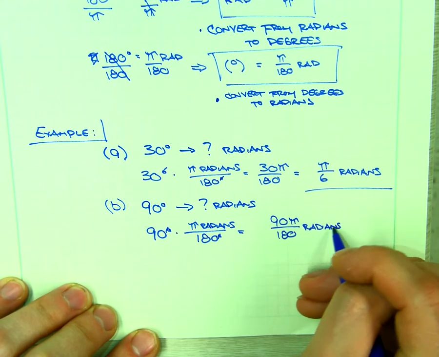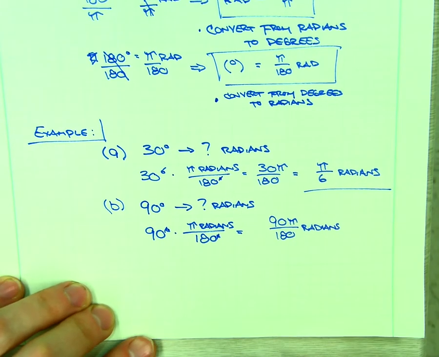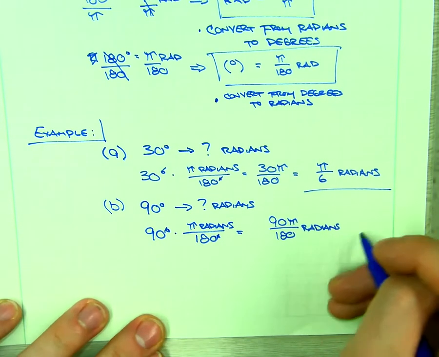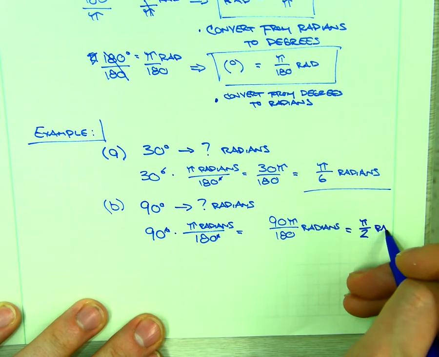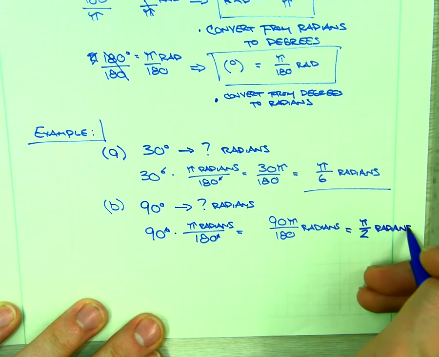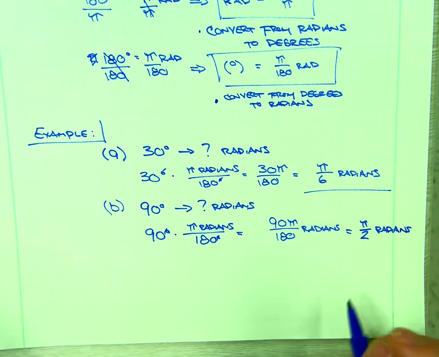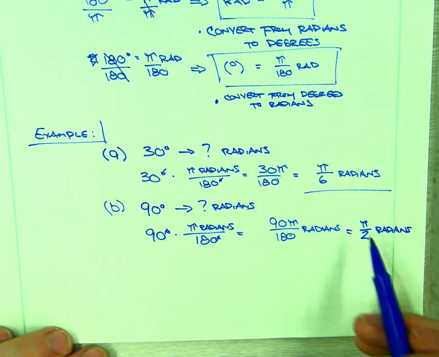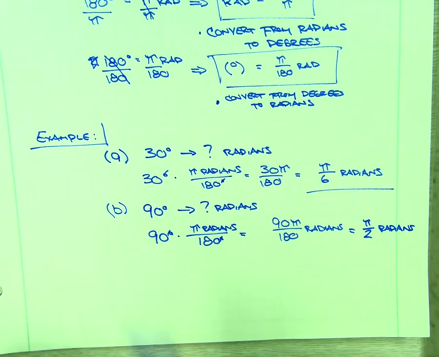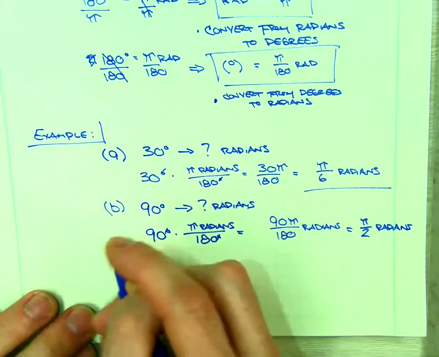Now I'm sure this is really simple. You guys can take a look at this and just realize that, hey, this is just going to be equal to pi over 2 radians. Which is great, because if you know 90 degrees is a right angle, it's a sharp turn. Well, pi over 2 radians, that's also a sharp turn, that's 90 degrees.